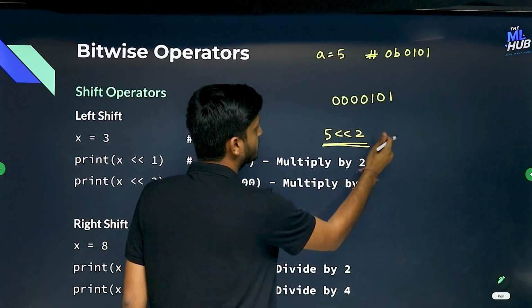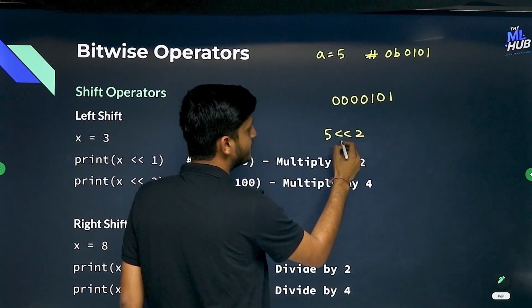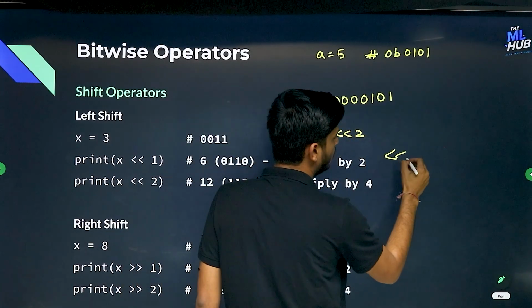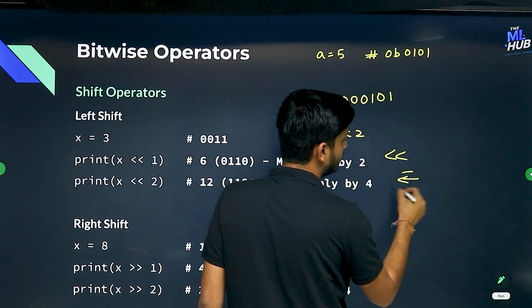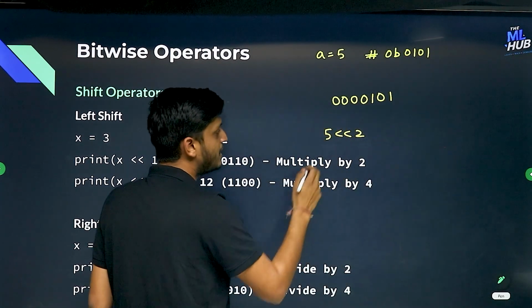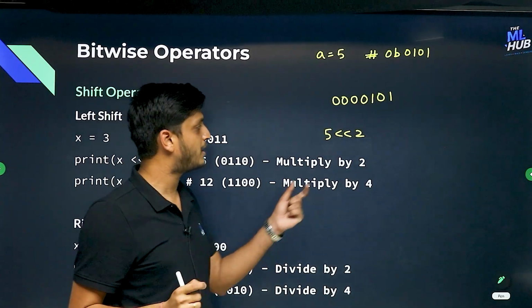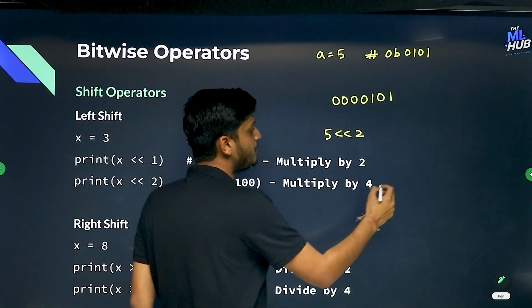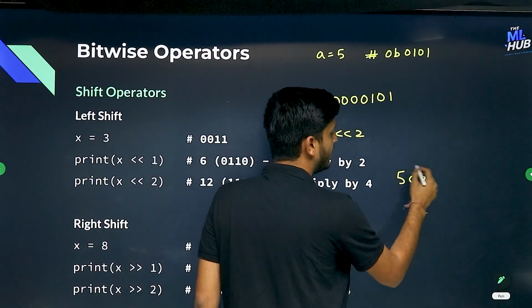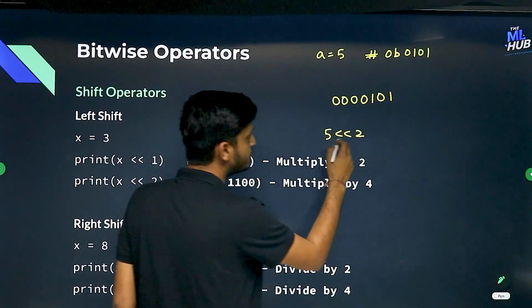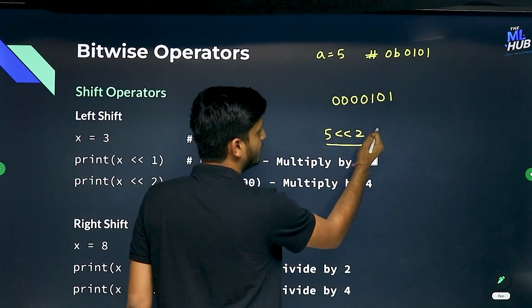This is how we write it. This is left shift, right? If you see, the arrow is on the left, so it is left shift. You have to left shift the binary of 5 by 2 digits. And whenever you have to use the shift operator, you have to use the less than sign 2 times. Because if you use it a single time, it is a different operator, a comparison operator, which we will see. If you use it 2 times, it becomes a bitwise shift operator.